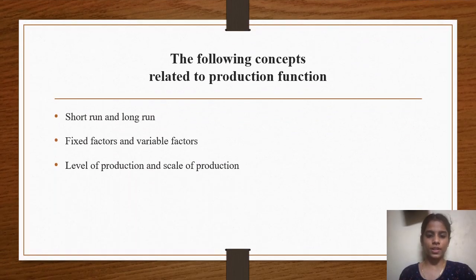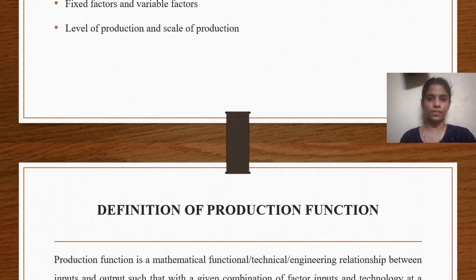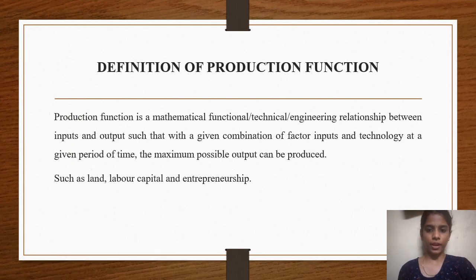The following concepts are related to production function: short run and long run, fixed factors and variable factors, level of production and scale of production. Definition of production function: production function is a mathematical, functional, technical, engineering relationship between inputs and outputs, such that with a given combination of factors, inputs, and technology at a given period of time, the maximum possible output can be produced, such as land, labor, capital, and entrepreneurship.